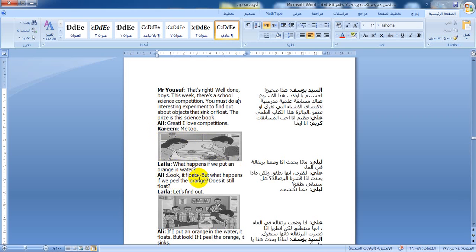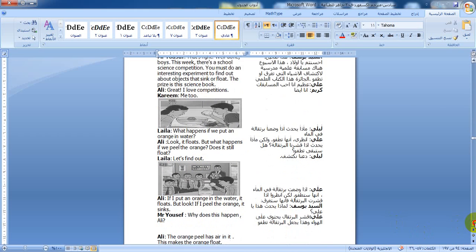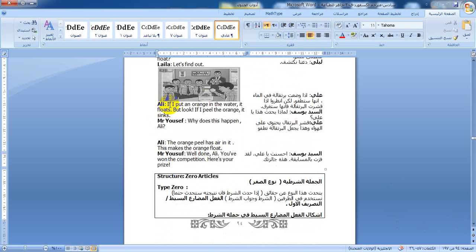Ali, look, it floats. But what happens if we peel the orange? Does it still float? Layla, let's find out. Ali, if I put an orange in the water, it floats. But look, if I peel the orange, it sinks. Mr. Yusuf, why does this happen? Ali, the orange peel has air in it, and it makes the orange float. Mr. Yusuf, well done. Ali, you have won the competition. Here's your prize.